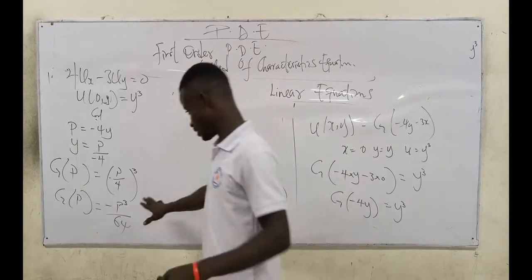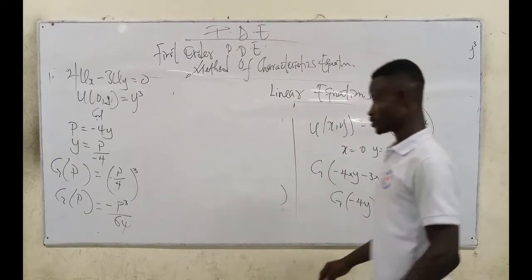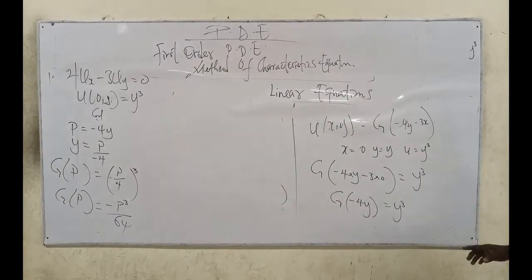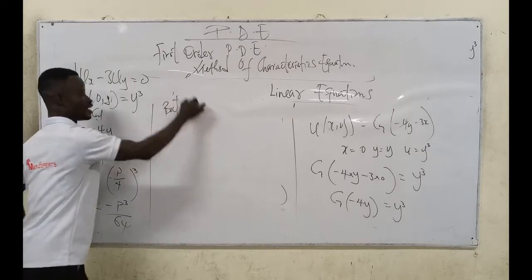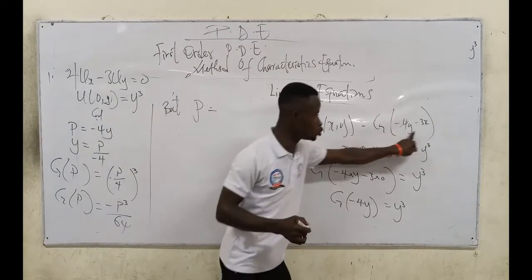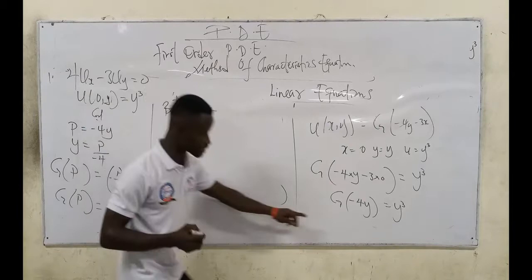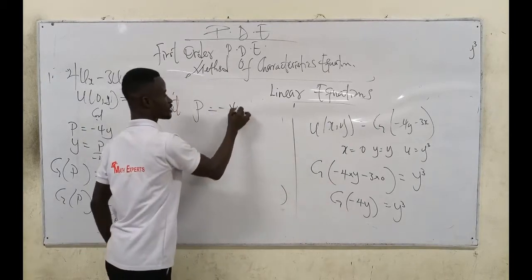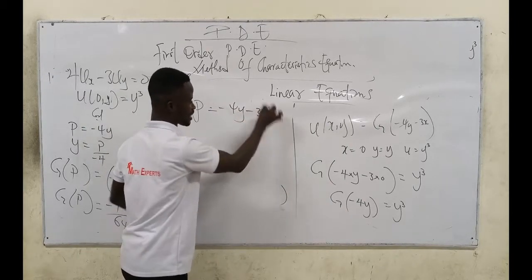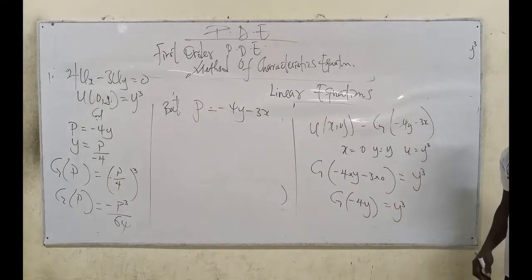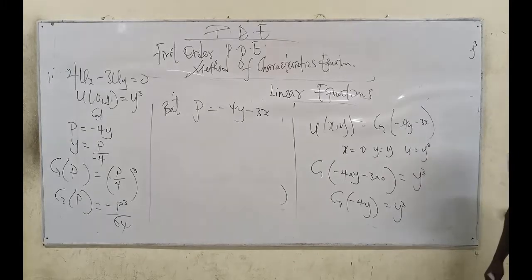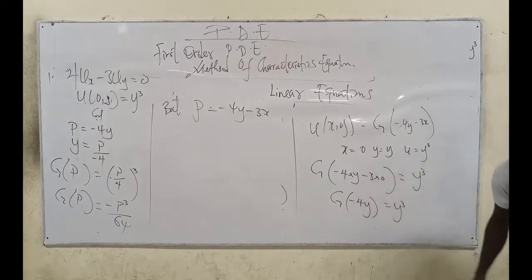See, when you read this part, what this means is just simple. If I were you, I would quote it like this. But P is equal to, not this, but rather what? Negative 4y minus 3x. Because even if you quote that P is equal to this and do the substitution, you will still get P to be equal to negative 4y. Please help me get what I mean.